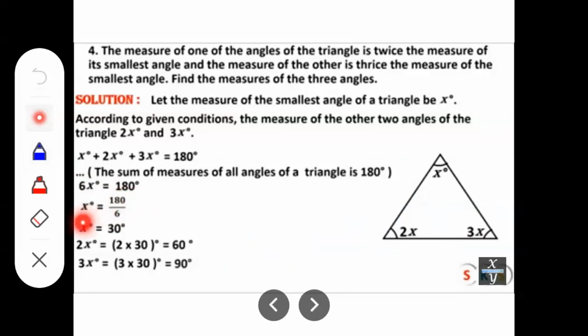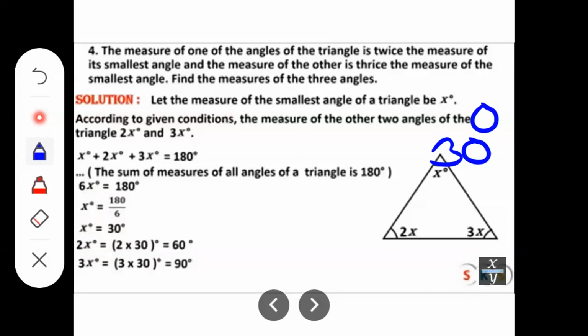To find the value of x, we divide 180 degree by 6. So let's do the division. 180 by 6 is 30. So the value you got of x is x equals 30 degree. So the angle which we assumed as x degree is 30.